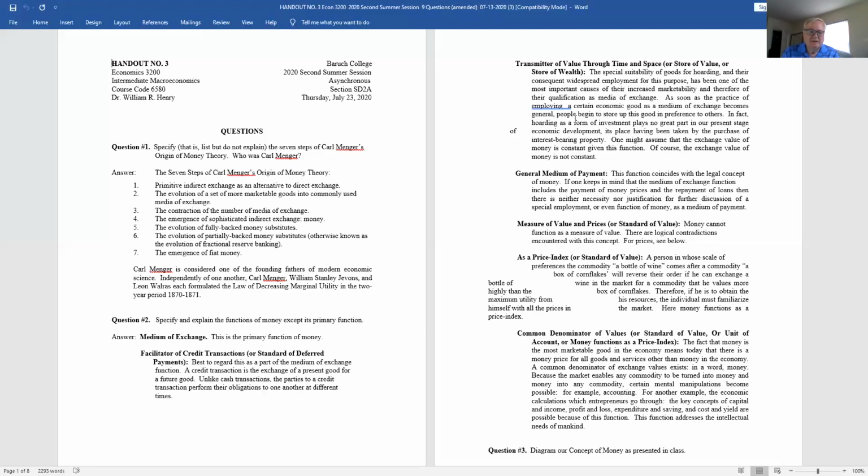How much is a loaf of Wonder Bread? It's around $4, that type of thing. So you think in monetary terms, and then you think in physical terms, and all of this is possible because of the common denominator of values function. So what are we saying here? Accounting becomes possible as well.